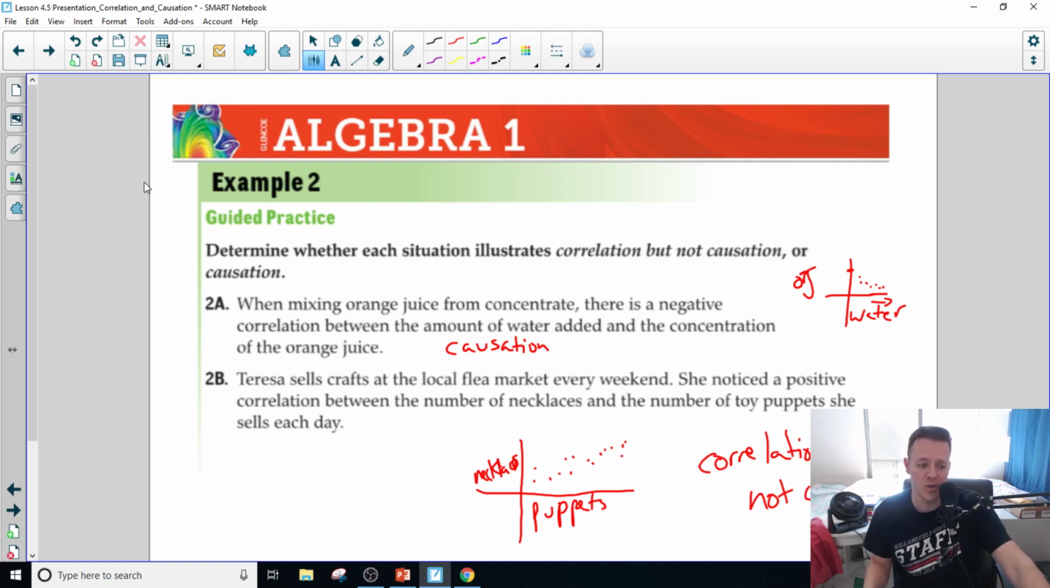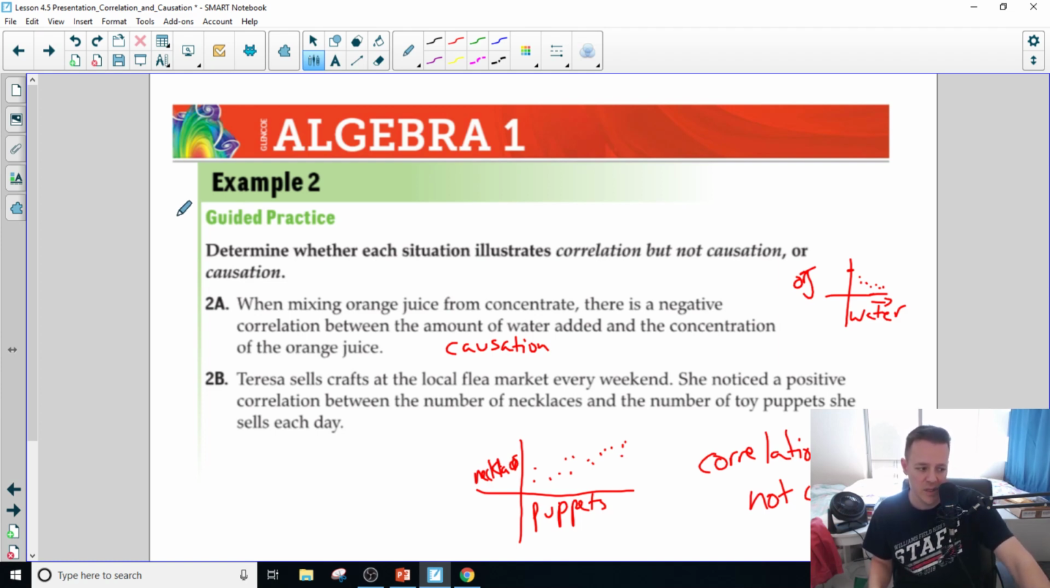On your homework, you have to identify the causations and the correlation. Remember, what it's trying to get you to understand is that if you physically change one thing, then it'll change the other. Just like our example, adding water directly caused or influenced something else. If it just happens to be like Teresa's example here, that you're selling necklaces and crafts, that doesn't really matter.